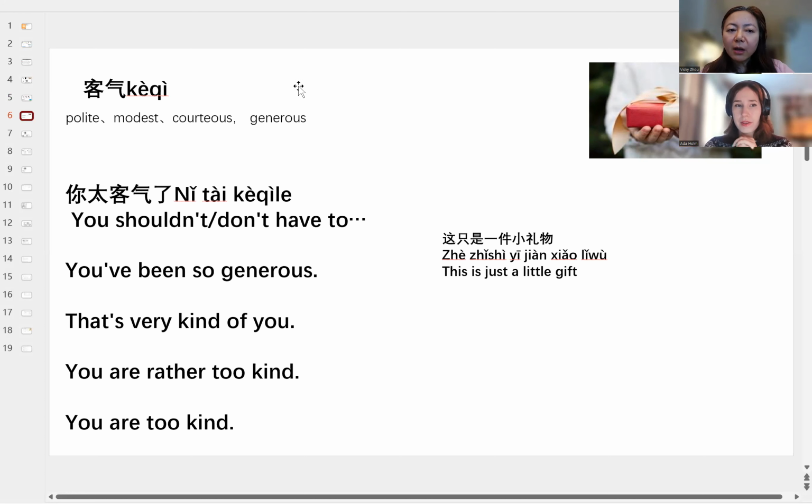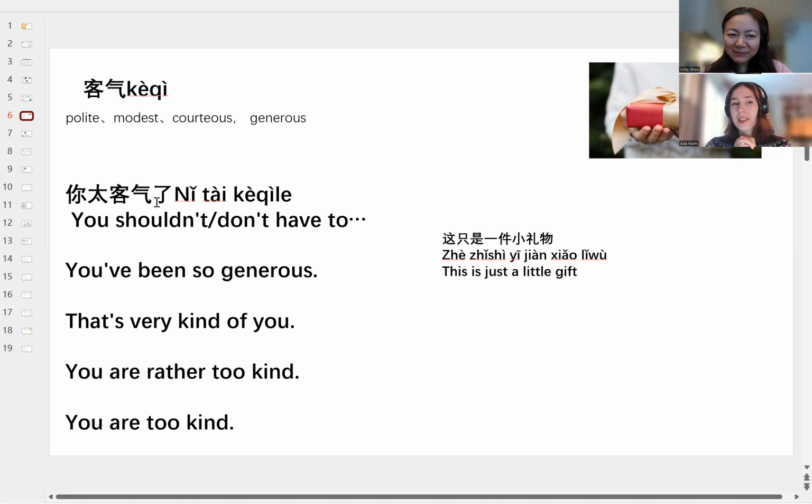For example, in the New Year or Christmas time, you come to visit me, to my home. And then you bring me this gift. And then you say, Vicky, 这个是给你的小礼物. 这是给你的小礼物, and then I will say, 你太客气了, 你太客气了.